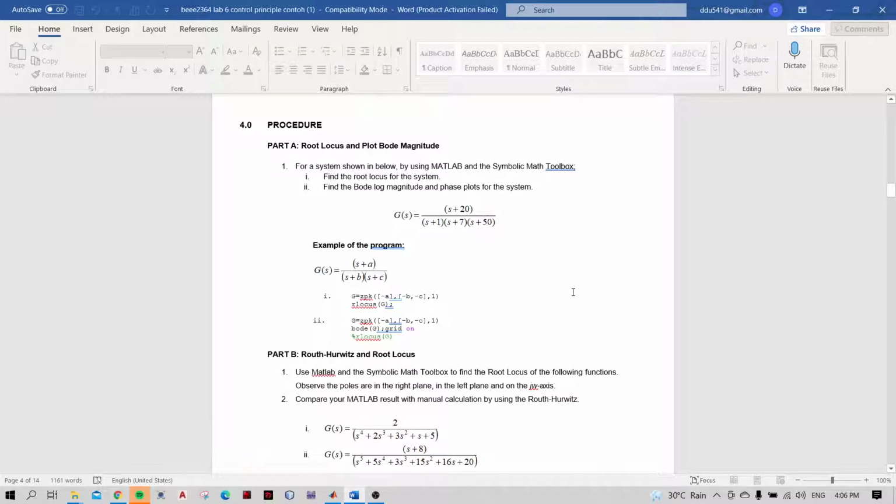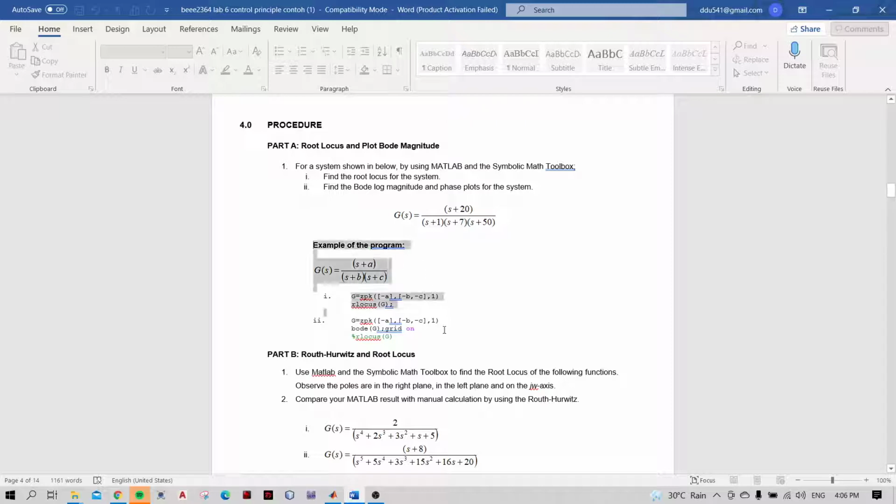My name is MUADDIB MUZAFAR, and today I'm going to explain about system stability Lab 6 for control principle. As we can see, for part A, there is root locus and Bode magnitude. Number one, the lab asked me to find the root locus and the Bode magnitude and phase plot for the system.